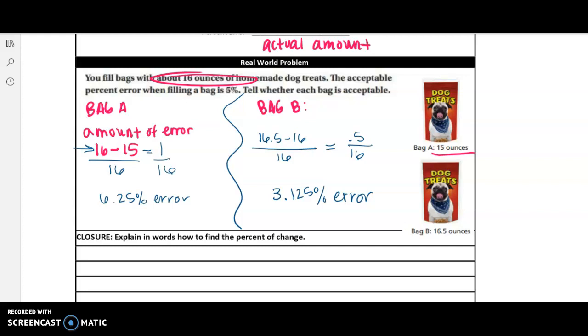And so you will notice that since dog bag A is bigger than 5%, this is not acceptable. That's because this is bigger than 5%. Dog bag B is acceptable because this is less than the 5%. And so this one is acceptable.